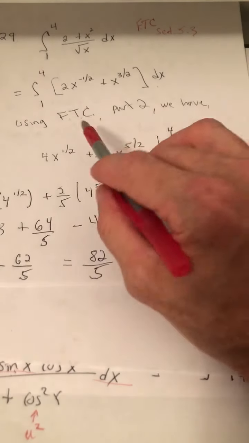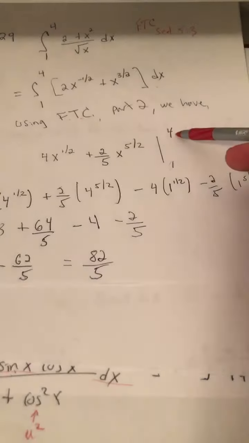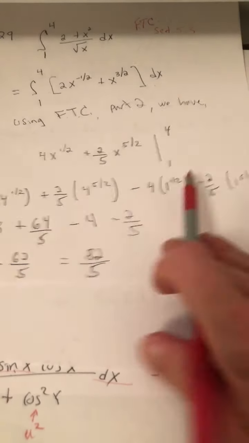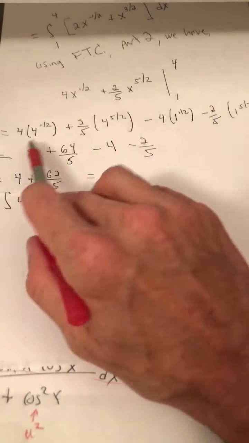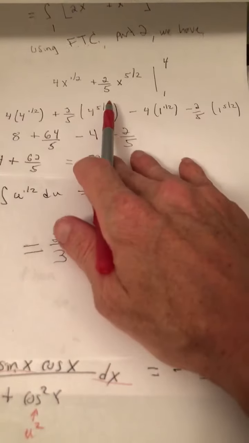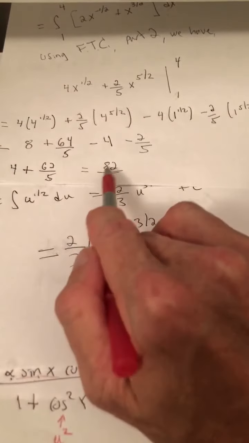So what I'm going to do is take this antiderivative, plug in 4, plug in 1, and then subtract. So that's what's happening here. So go through, do that arithmetic. Pretty simple. You end up with 82/5.